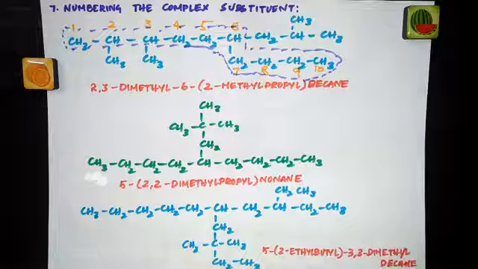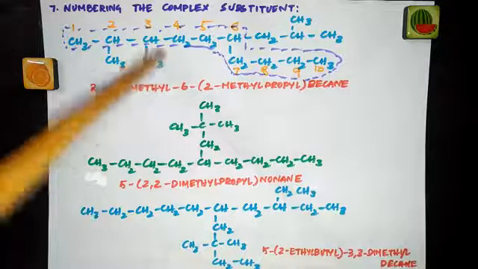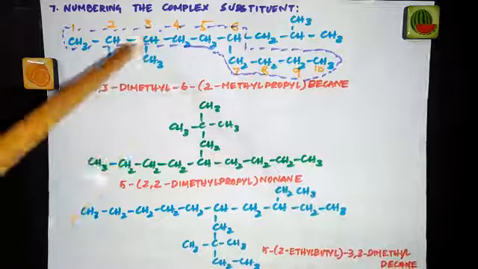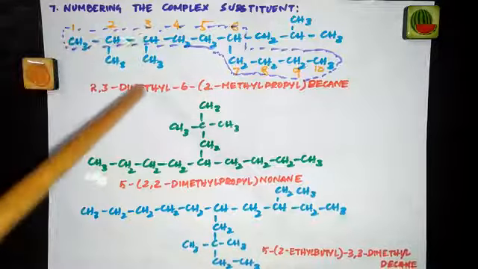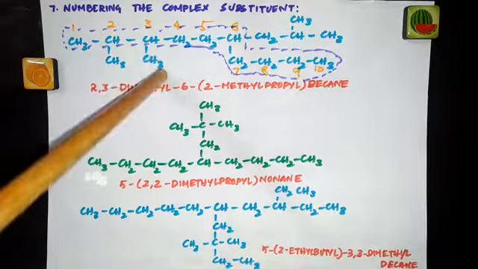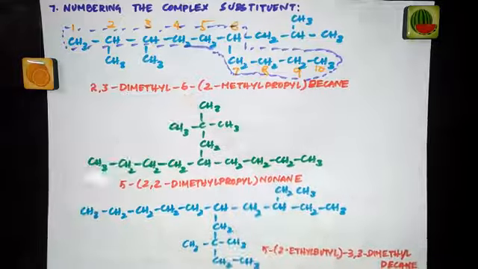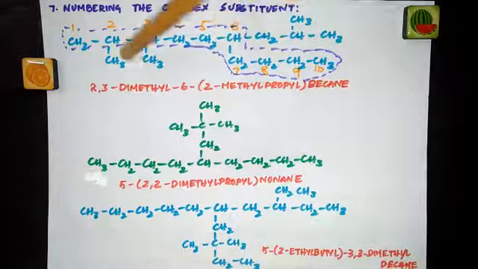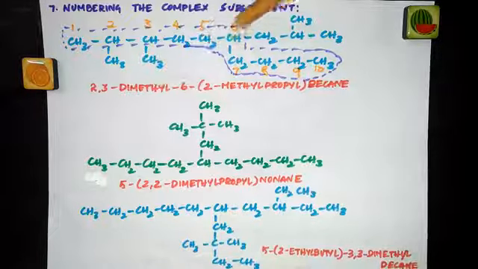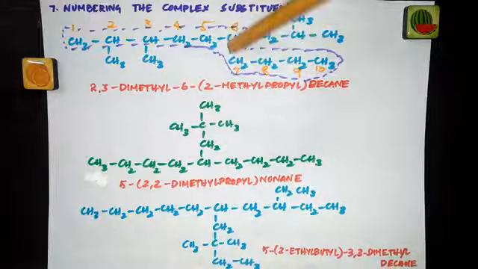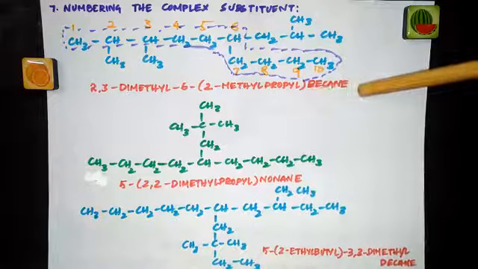Now in the second position and third position, I have 2 methyl groups. So how can I name them? 2, 3 dimethyl. And in the 6th position, what do I have? Suppose if I have an ethyl group, I would have written 2, 3 dimethyl, 6 ethyl. And then since I have 10 carbon atoms in the parent chain, it is decane.